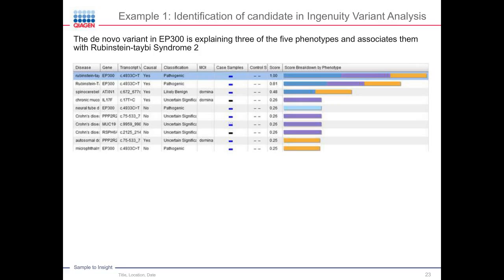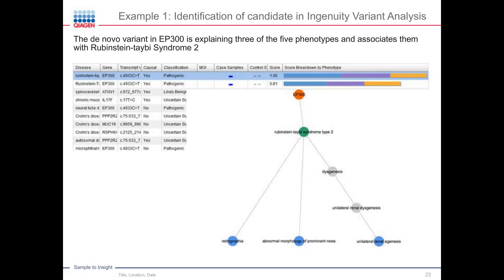So we now inspect the variant in EP300. If you press it, you also get a link. You see here the gene EP300, and you see that this is supported by literature to be associated with Rubinstein-Taybi syndrome type 2. And this syndrome is associated with 3 of the 5 phenotypes. So this is a very strong candidate, and when you click on one of the links, you can also see the underlying literature which is supporting it. It was also automatically classified as pathogenic for this type of disease.